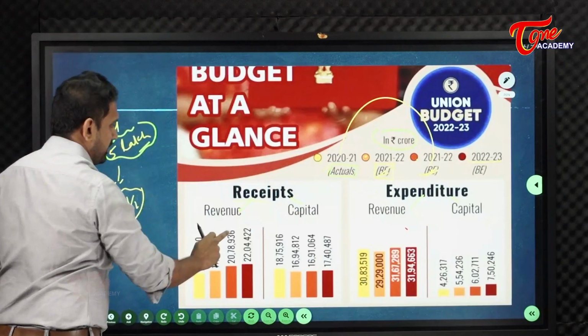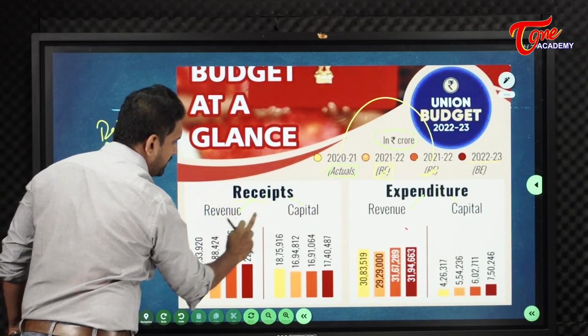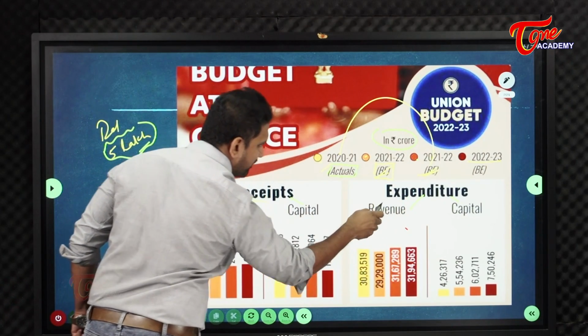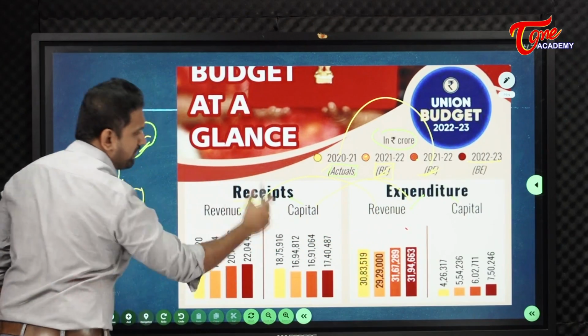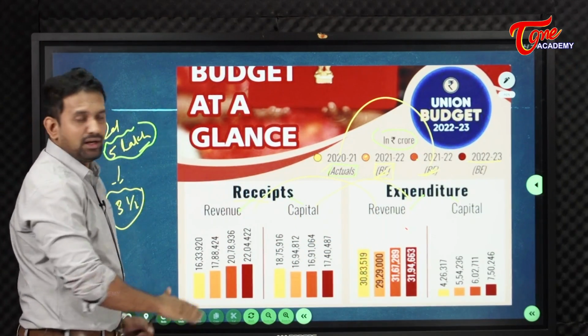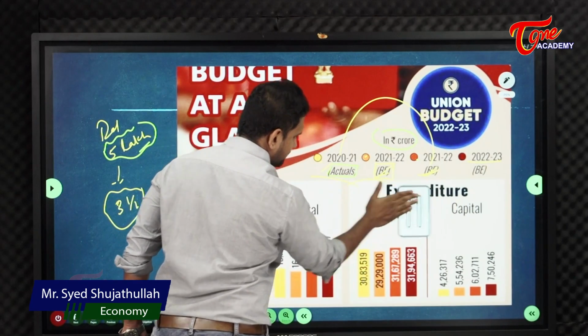They said revenue receipts, revenue capital, expenditure, revenue. But we have taken this one here and this one here, so we call it capital, we call it revenue. Like that we have told, right? Yes. Fine.